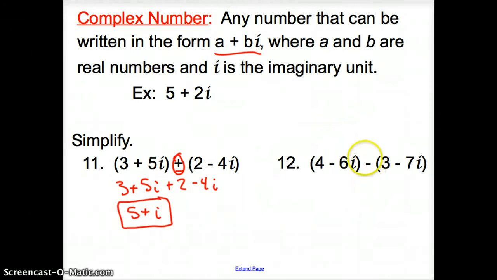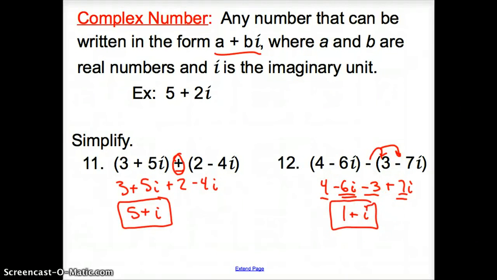Over here, now with a negative, what do we do? Make sure we distribute that negative to both things behind there to get a negative 3 plus 7i. Bring out the first binomial to get 4 minus 6i. Combine like terms here and here, turns into a 1. Now you have a negative 6i and a plus 7i, which turns into another plus i for your simplified answer.